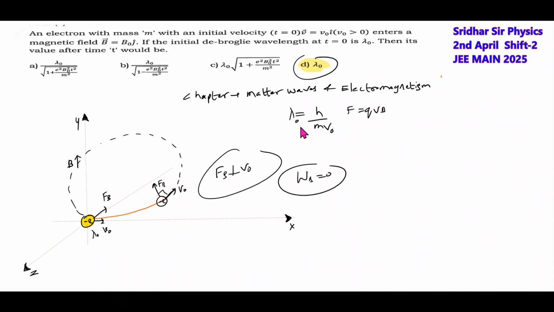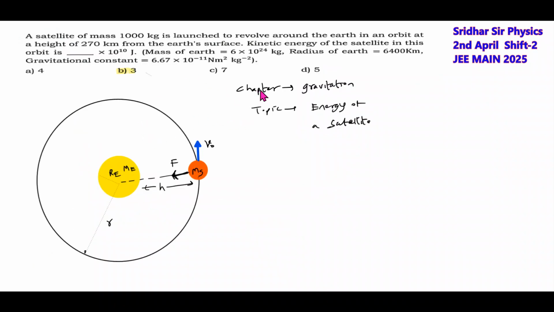Now we'll move to the next question. Okay, kids, we have this question belonging to the chapter gravitation, and the topic is energy of a satellite. Let me read the question. A satellite of mass 1000 kg is launched to revolve around the Earth in an orbit at a height of 270 km from the Earth's surface. Find the kinetic energy of this satellite in this orbit. The mass of the Earth, radius of the Earth, and gravitational constant are given.